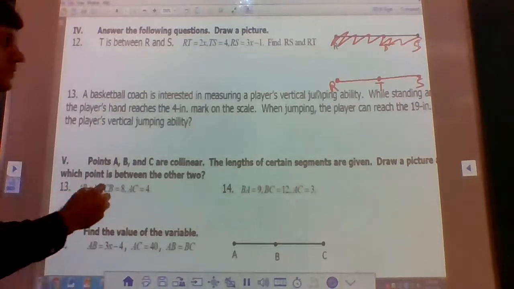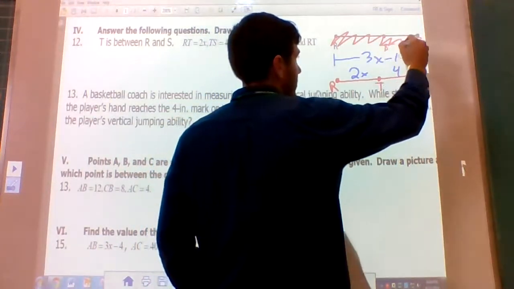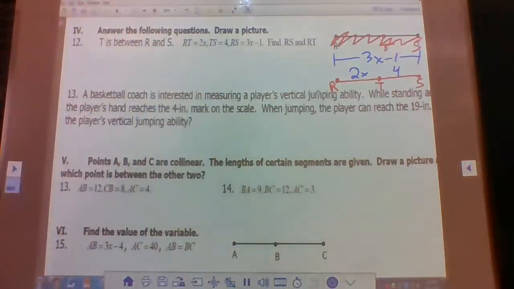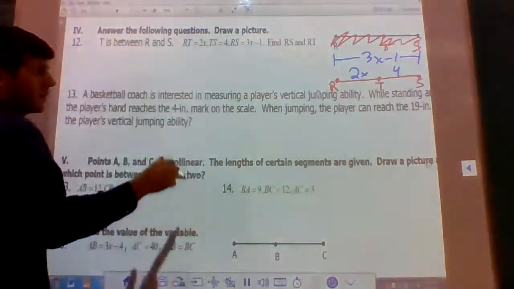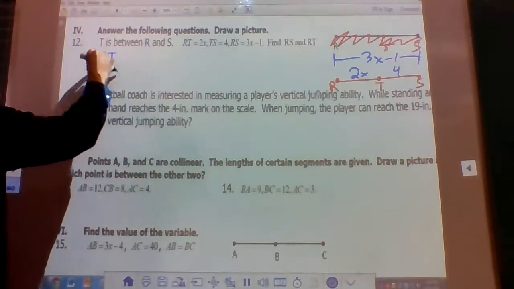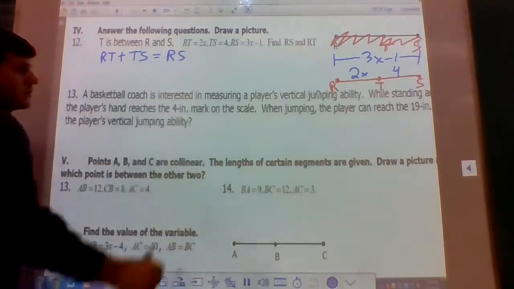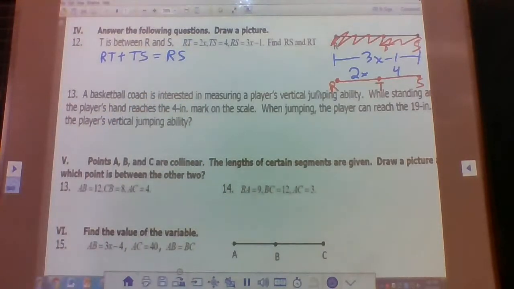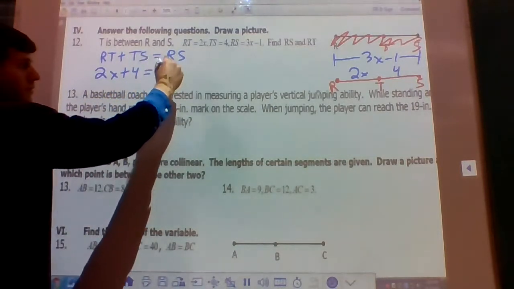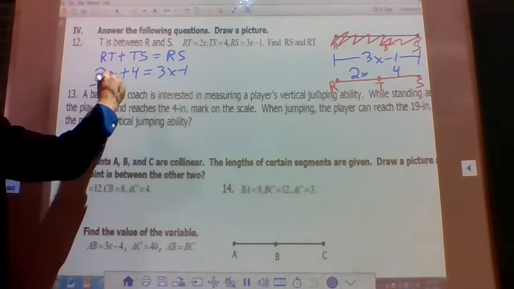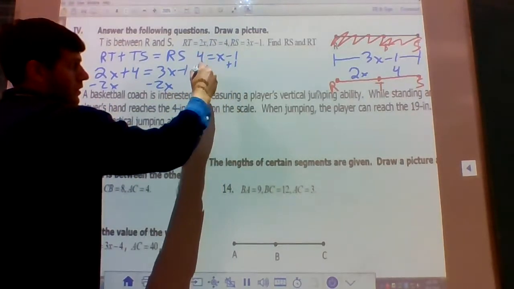It's telling us RT is 2x and TS is 4, and the whole thing is 3x minus 1. So our equation here, RT, first piece, plus second piece, TS, equals whole thing, RS. So RT, the distance from R to T, plus TS, the distance from T to S, is going to equal RS, the distance from R to S. RT is 2x, TS is 4, and RS is 3x minus 1. Okay, let's subtract 2x from both sides. We're going to get 4 equals x minus 1. We add 1 to both sides. 5 equals x.